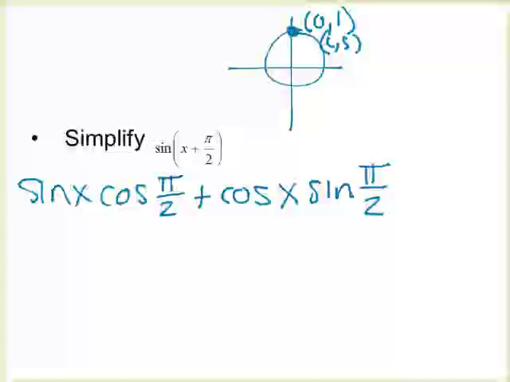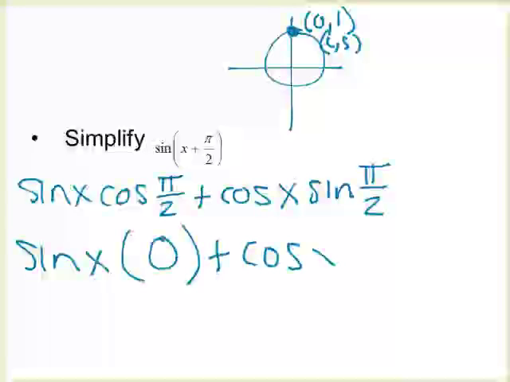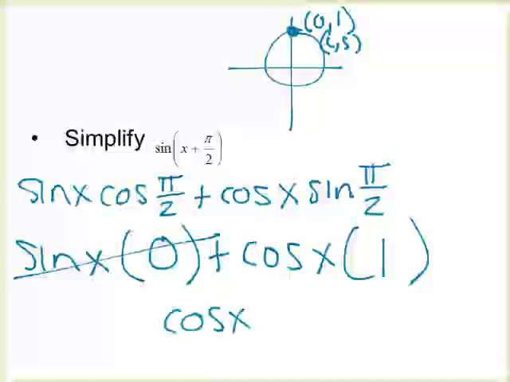So then in our formula, sine of x is a variable, can't do anything with it, but cosine of pi halves is 0. Cosine of x is a variable, but sine of pi halves is 1. Grabbing those parts of that unit circle point, cosine is the first part and sine is the second part. 0 times anything is 0. Cosine times 1 is just cosine.